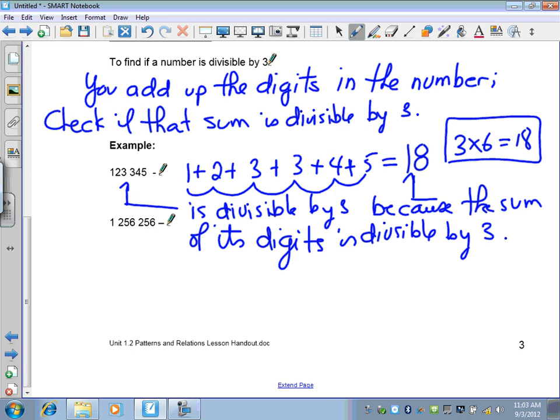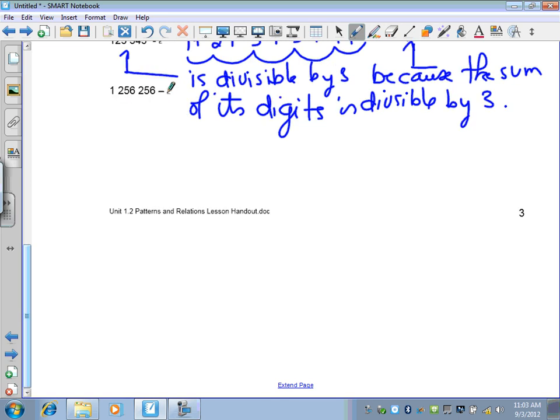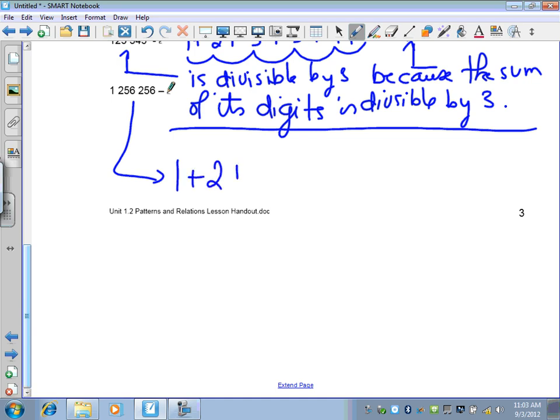Okay, you should have that done by now. Now let's try our next example. It's 1,256,256. So I'm just going to take this, move down here, and work here. Let's take the numbers and add them up. So we have 1 plus 2 plus 5 plus 6.